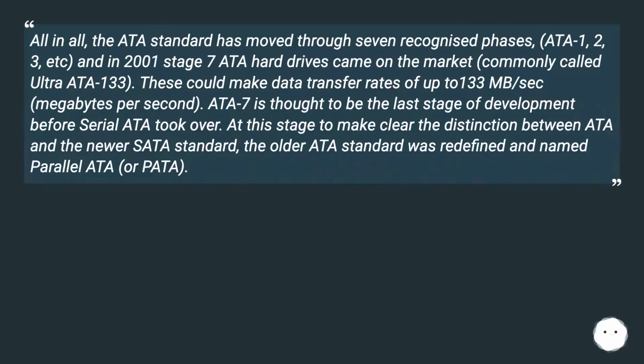All in all, the ATA standard has moved through 7 recognized phases: ATA 1, 2, 3, etc., and in 2001 stage 7 ATA hard drives came onto the market, commonly called Ultra ATA 133. These could make data transfer rates of up to 133 MB per second, megabytes per second. ATA 7 is thought to be the last stage of development before serial ATA took over. At this stage, to make clear the distinction between ATA and the newer SATA standard, the older ATA standard was redefined and named Parallel ATA, or PATA.